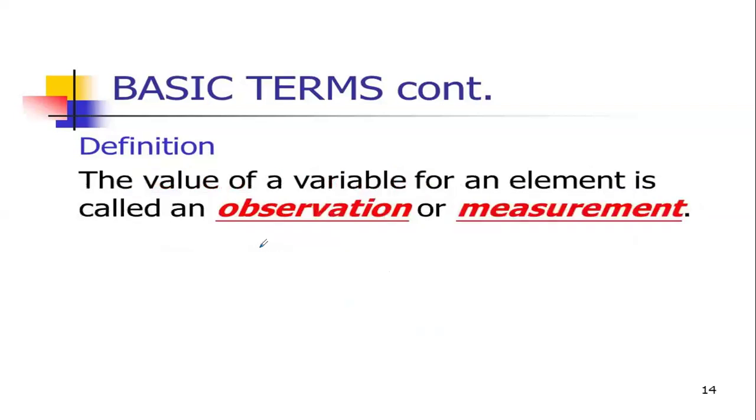And then we can talk about an observation or a measurement. The value of a variable for an element is called an observation or a measurement. So that's the definition there. You need to know it.